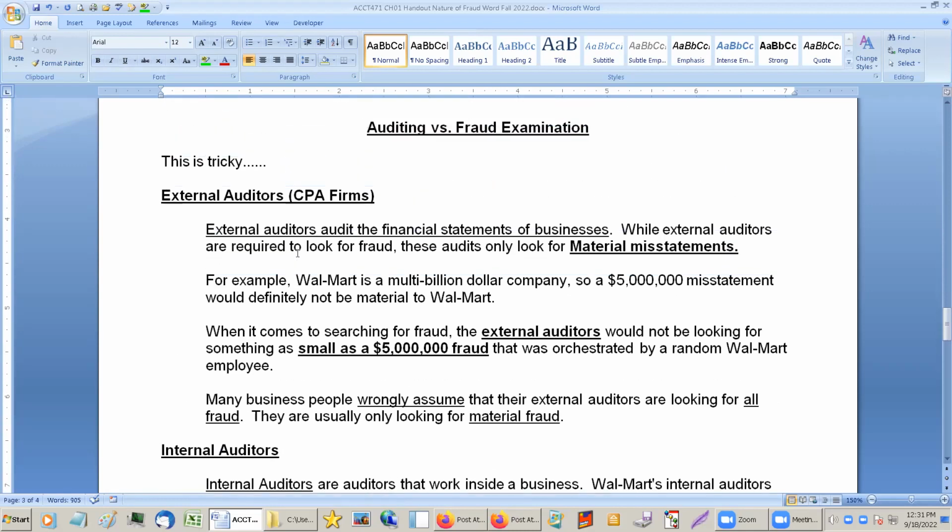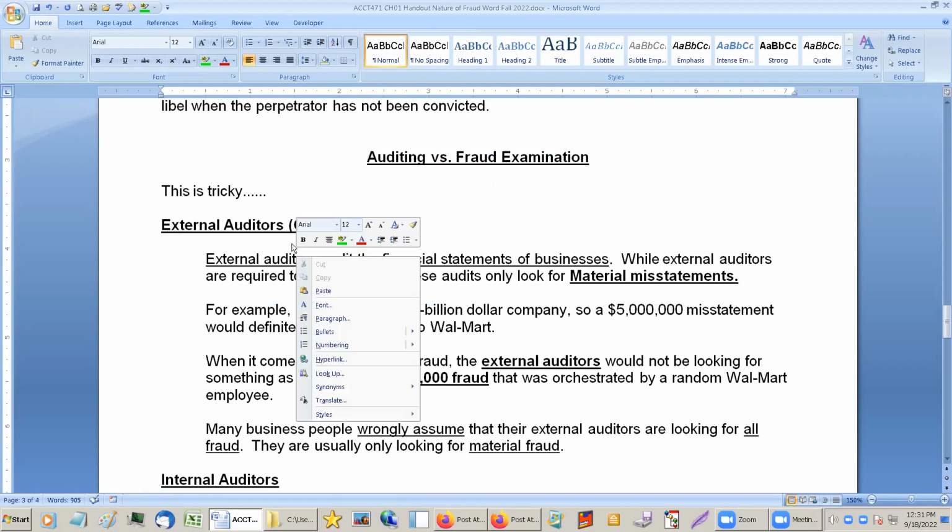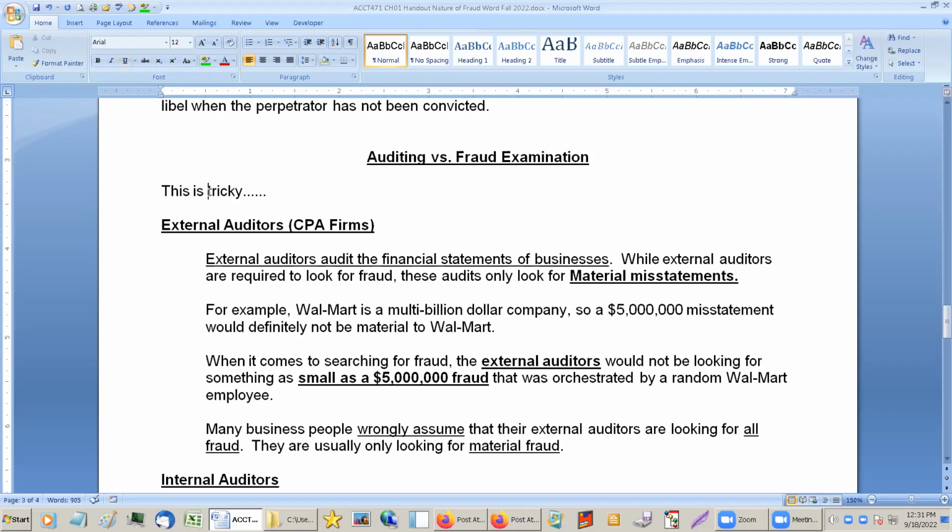Coming down here. Auditing versus fraud examination. External auditors are required to look for fraud. Part of the standards is that they must look for fraud. However, they're only looking for material misstatements.